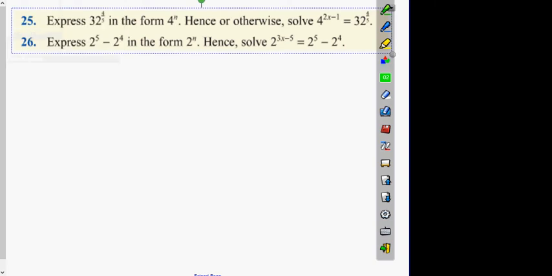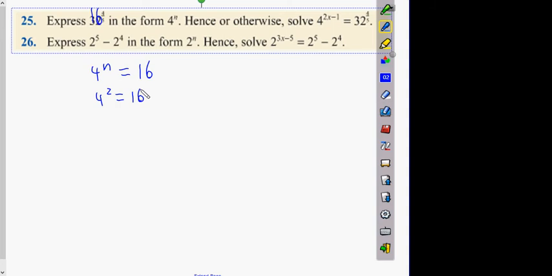Now, what we have next, guys, is this. What we can see here is that this is 16. 4 to the power of n equals 16. Can anyone tell me what n is? Yeah, 2. Because 4 squared is 16, n therefore equals 2.